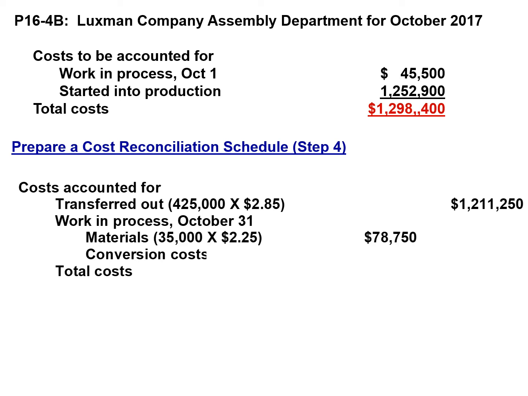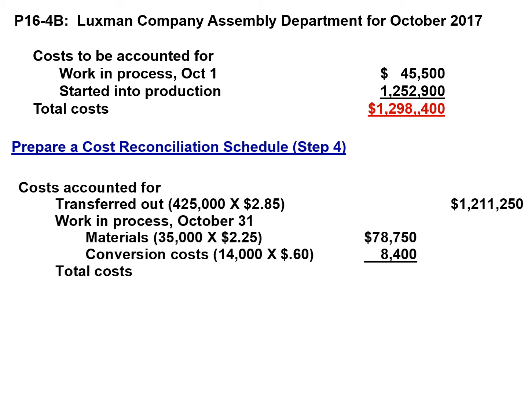When it comes to our work in process, we're going to go back to step 2, and grab those equivalent units for the ending work in process. We know we had 35,000 in materials. We also know that the material cost per unit was $2.25, so our materials cost for our work in process inventory is $78,750. And if we do a similar exercise for our conversion cost, again, go back to step 2 and look at what those equivalent units were for the work in process. We arrived at 14,000. We want to multiply that by the conversion cost per unit of 60 cents, so we're going to allocate $8,400 to our work in process.